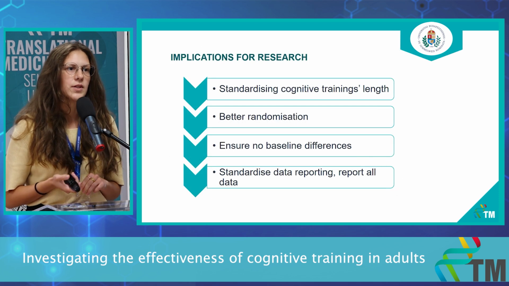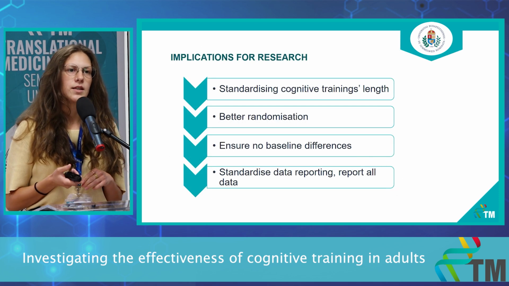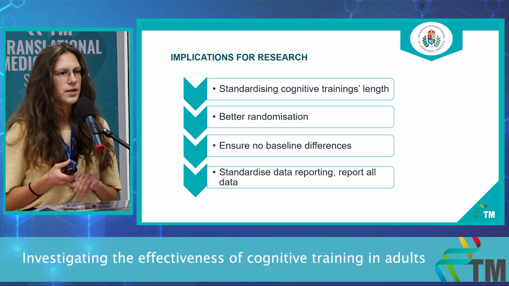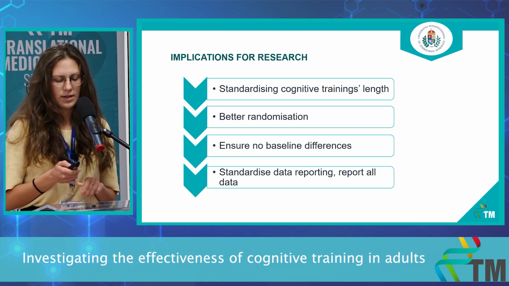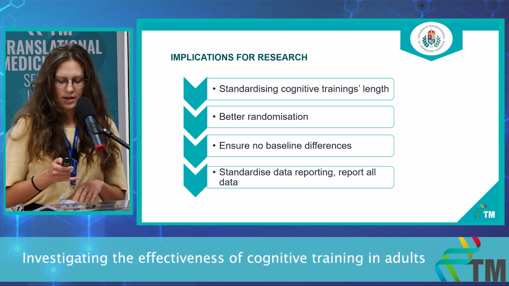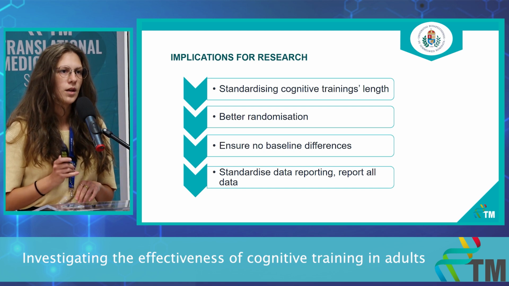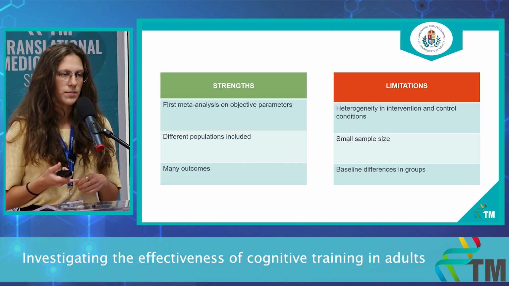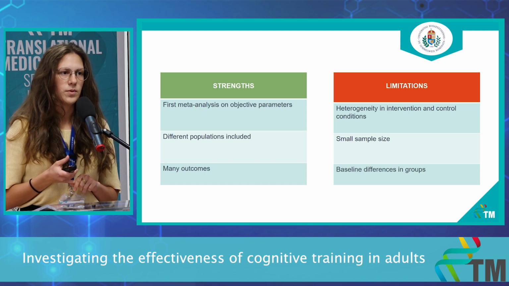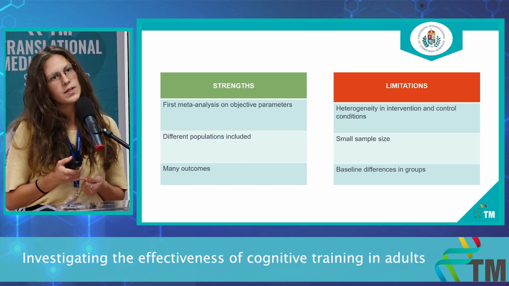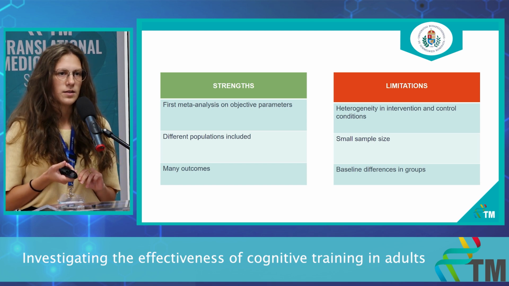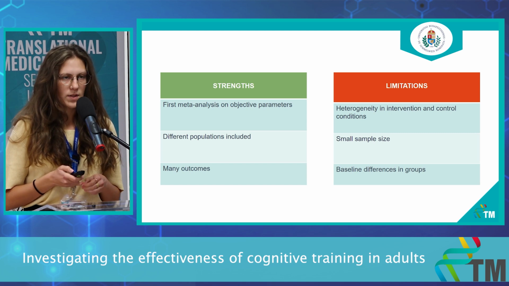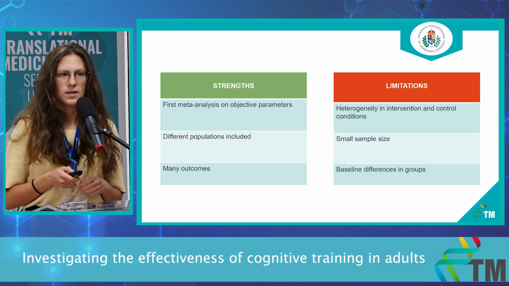Our implications for research are to standardize cognitive training's length, a better randomization, ensuring no baseline differences, and standardizing data reporting and reporting all the data could help. The strength of this study is that it is the first analysis of these objective parameters. We included different populations and different outcomes, but our limitations are heterogeneity in the intervention and the control conditions, small sample sizes, and baseline differences in groups.